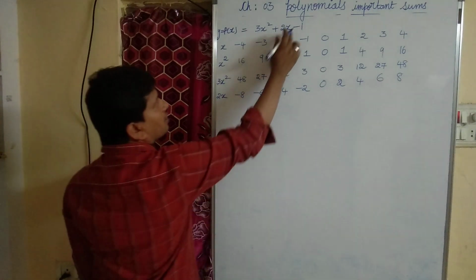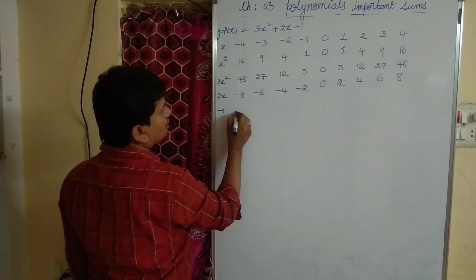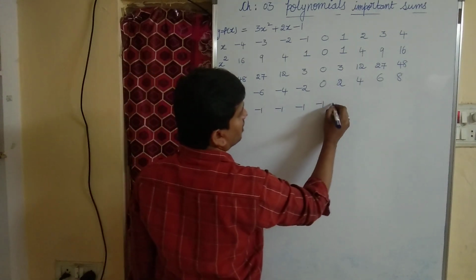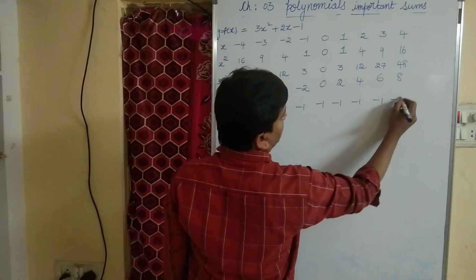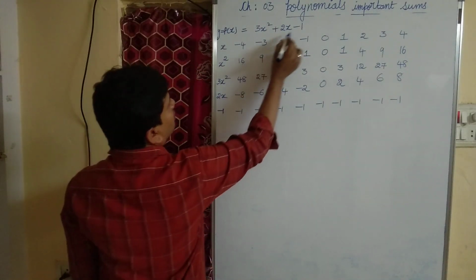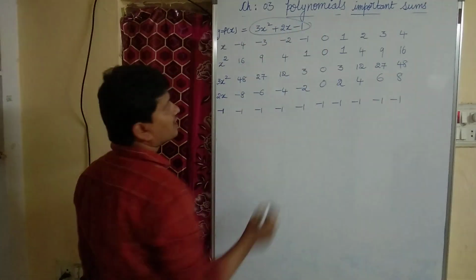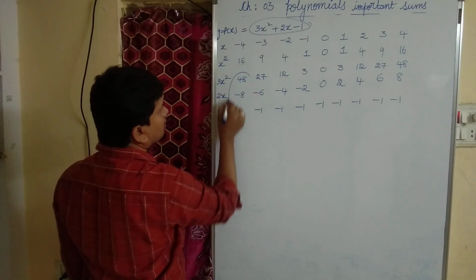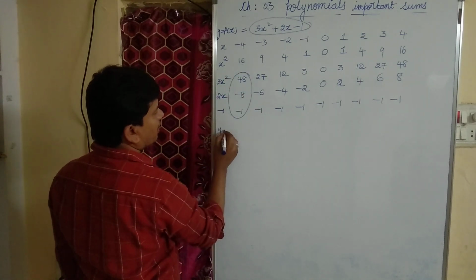Then what is our constant? Our constant is minus 1, every time minus 1. Okay? Actually we need to add 3x square plus 2x minus 1. These three values we have to add. Right? That is our y value.